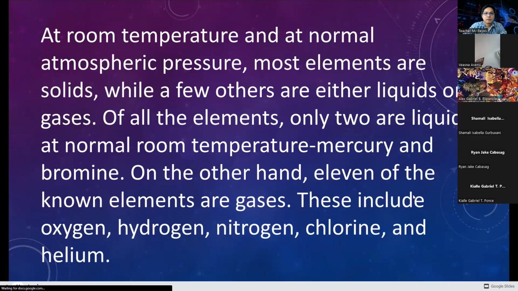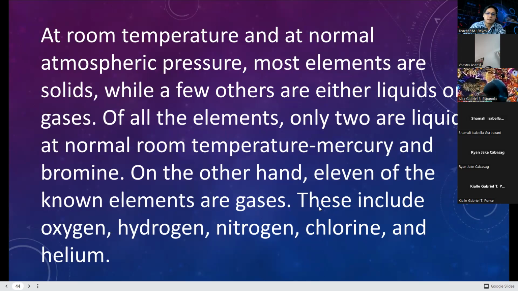At room temperature and normal atmospheric pressure, most elements are solids, while a few others are either liquids or gases. Of all elements, only two are liquids at normal room temperature: mercury and bromine. Mercury is the only liquid metal. Mercury and bromine are liquid at room temperature.